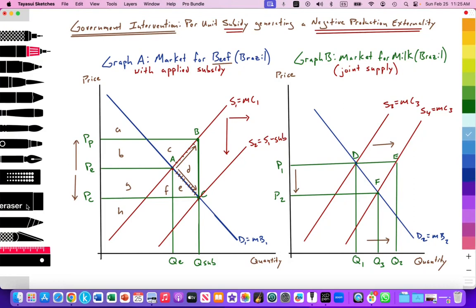Let's first look at consumer surplus before the intervention. Consumer surplus, following the demand curve to the equilibrium price, was areas A plus B. But consumers pay a lower price thanks to the subsidy, and so that has the effect of increasing their consumer surplus by additional areas of G, F, and E.